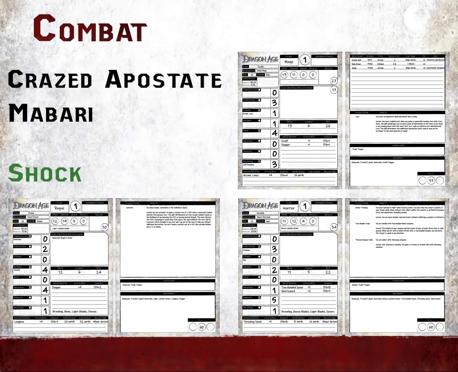So now it is our mage's turn. As with our rogue, the effect of Mind Blast has disappeared, so he can unleash his full potential and cast Shock. The spell costs 4 points of mana and has a target number of 13, and an area of effect of 6 by 6 yards. So the spell can hit both the Mabari and the apostate at the same time.